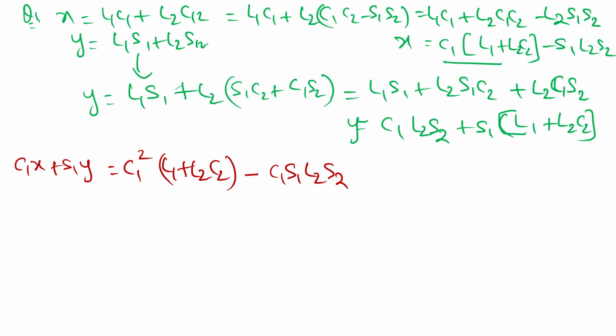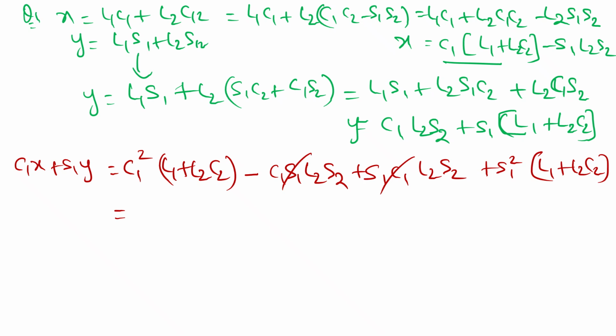Next we have to multiply S1Y. We have done C1X, then S1Y. S1 and Y is here, so S1 C1 L2 S2. And then when we multiply this, it becomes S1 square, L1 plus L2 C2. So in this simplification, this one will be cancelled. Then the common terms are L1 plus L2, and C1 square plus S1 square is 1. So this is one simplification.